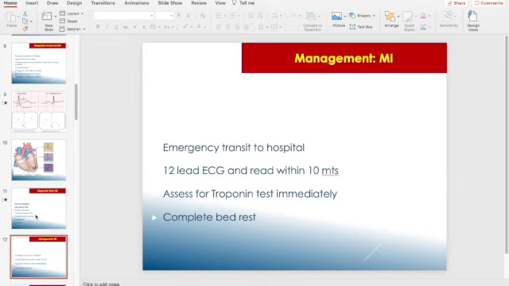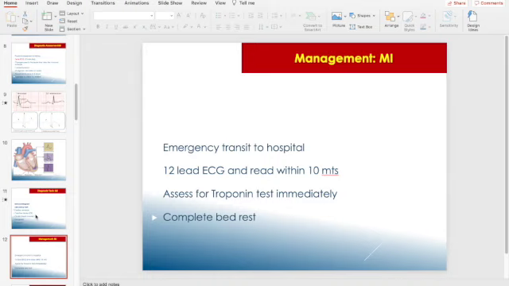Management of myocardial infarction. Also you have to know that the patient will be transferred to the emergency department, and for example, they will do a 12-lead ECG, and they will continue doing ECG within 10 minutes, assess the troponin test immediately, and ensure complete bed rest.